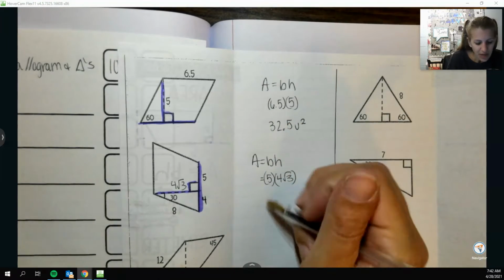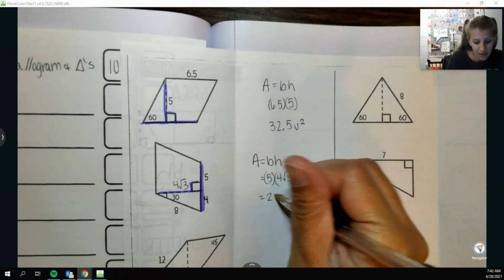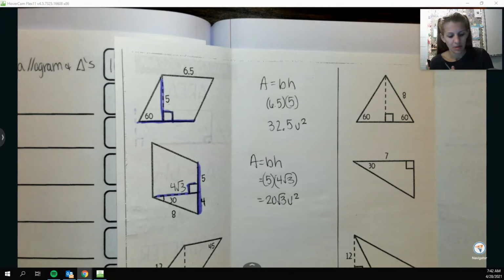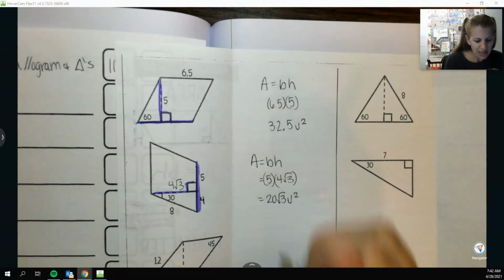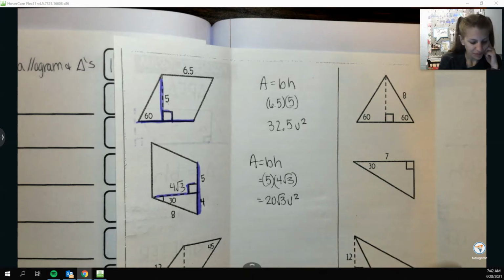And when I want to get the area here, we're just going to multiply the outside numbers. So 20 root 3 units squared would be the area there. That's the exact area. If I wanted the approximate, I'd have to use my calculator to multiply and get the square root of 3.